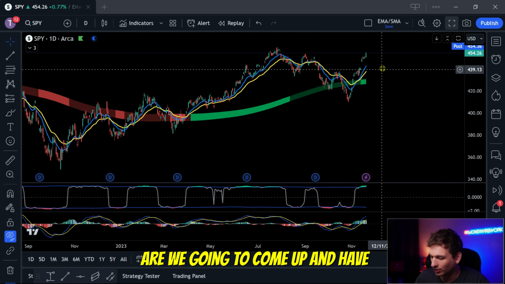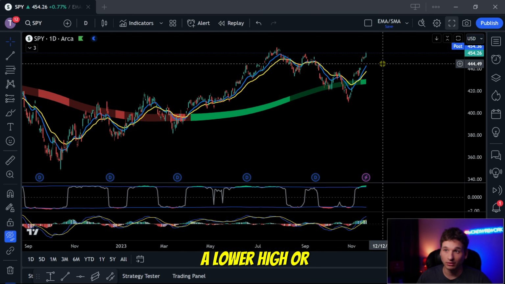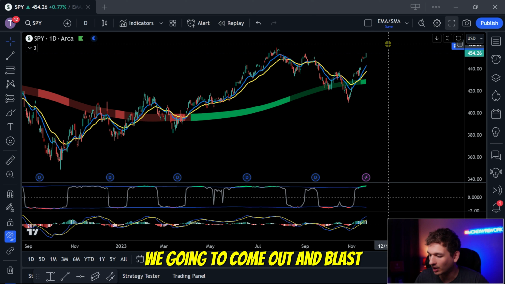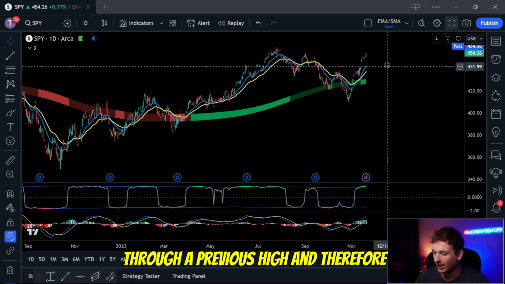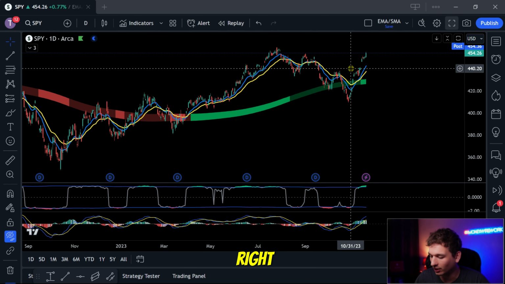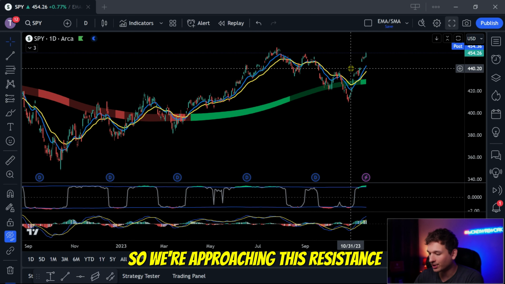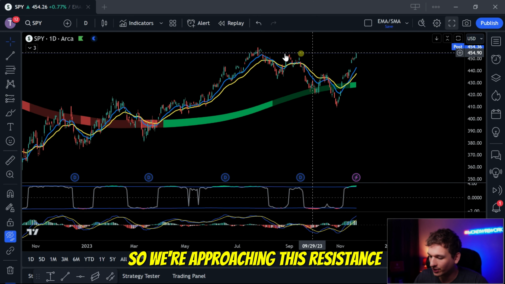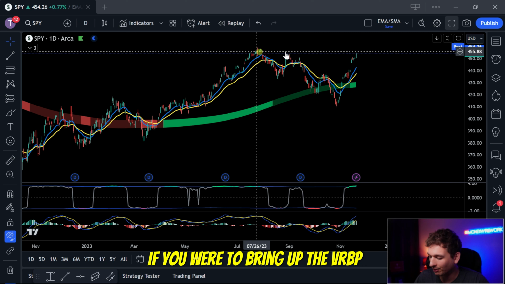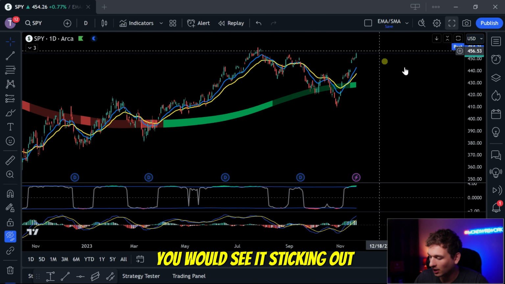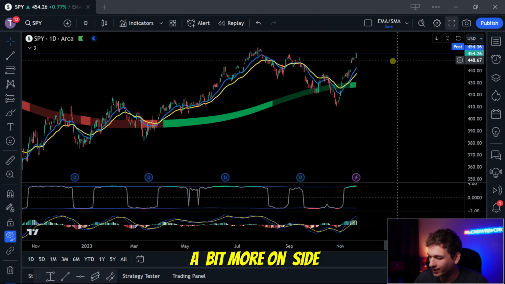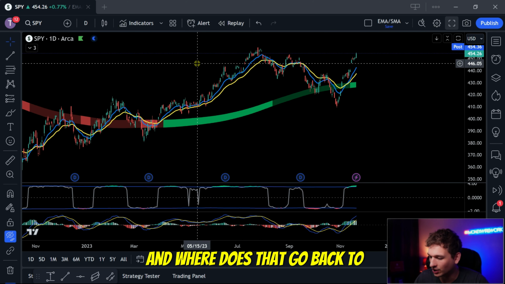Are we going to come up and have a lower high, or are we going to come up and blast through a previous high and therefore just create a higher low, right? So I'll say that one more time. We're approaching this resistance here. If you were to bring up the VRVP, you would see it sticking out a little bit more on the side here because there is some consolidation.